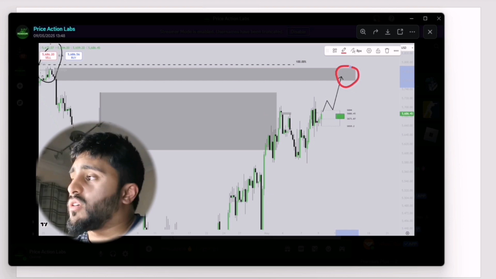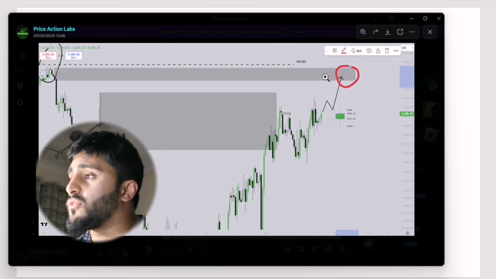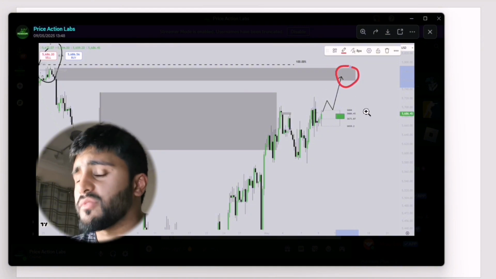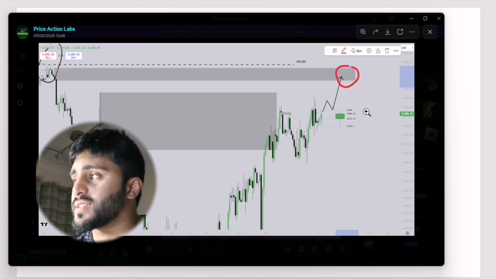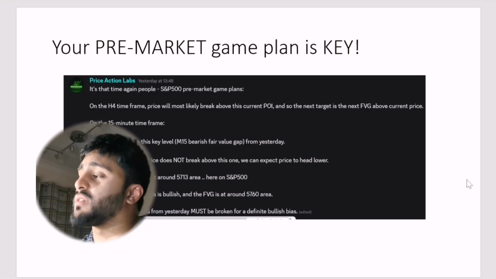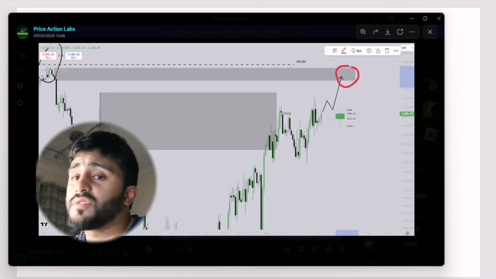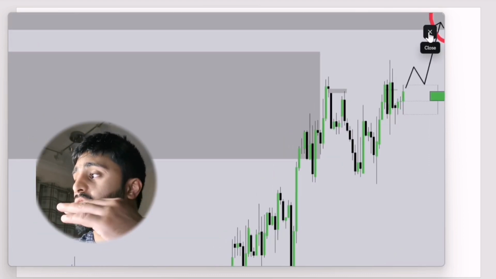If we take a look at this chart over here on Friday, what I want traders to understand is that we had a 4-hour fair value gap over here, this large rectangle. The candle before the fair value gap is my point of interest. However, we have a fair value gap resting above. For those watching this video before the 12th of May, 2025, this is the next target I'm looking for on the ES or S&P 500, the next fair value gap above current price.